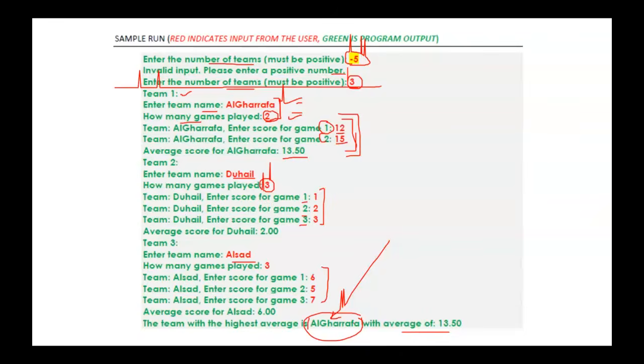So this is not about one team. This is about all the teams. So we need to keep count. We need to keep count of the highest average team. We must keep count of the team name, because this is what is needed, and the average, both. Let us see how we're going to do this.